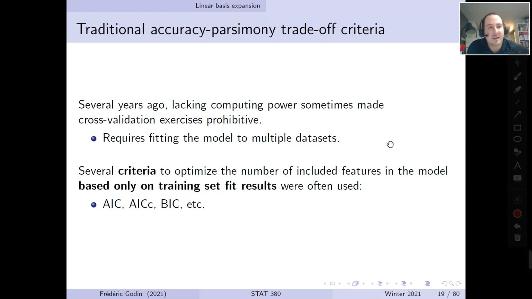Okay, so several such criteria were developed in the literature, such as, maybe you know them, AIC, Akaike's criterion, corrected Akaike's criterion, Bayesian information criterion. But these, we'll talk about them in the subsequent video. So I'll stop here for now.